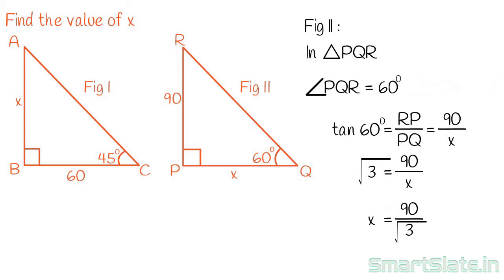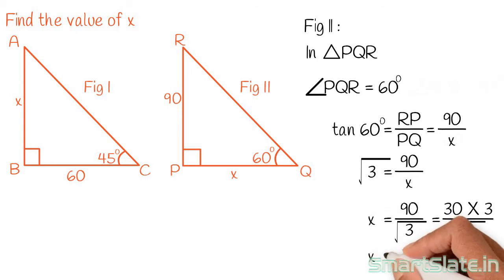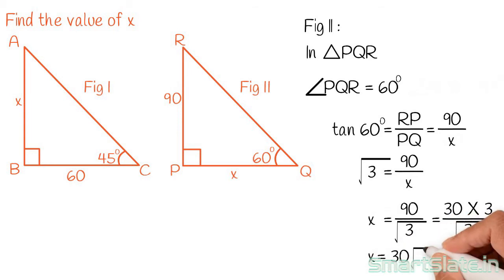90 can be written as 30 into 3. It is 30 into 3 by square root of 3. 3 is square root of 3 squared. Hence, x is equal to 30 into square root of 3. We found the value of x in the second figure as well.